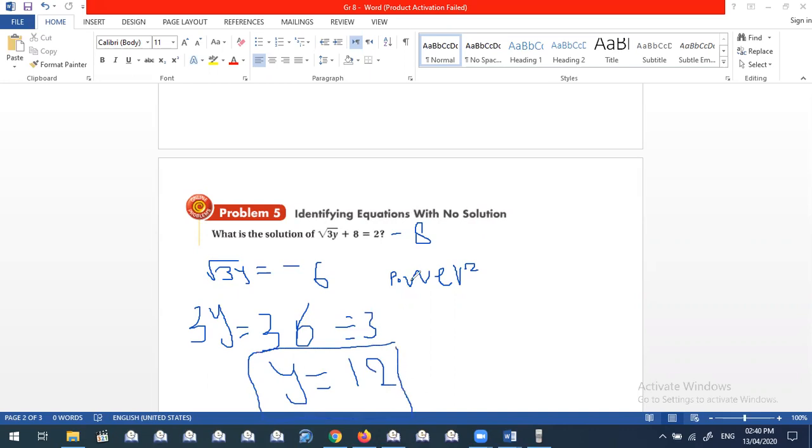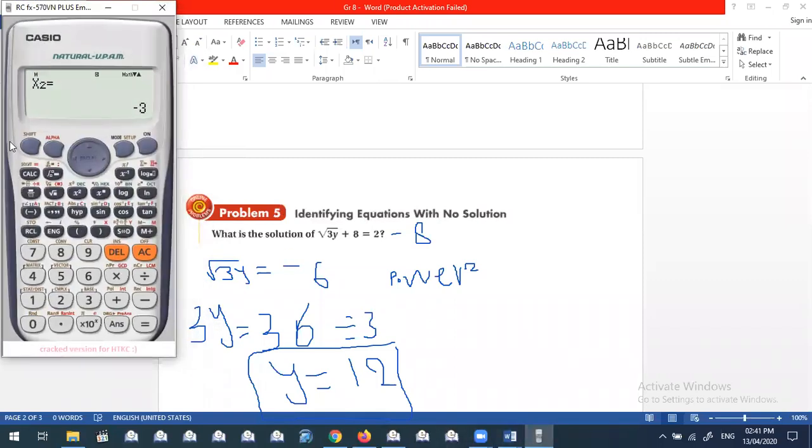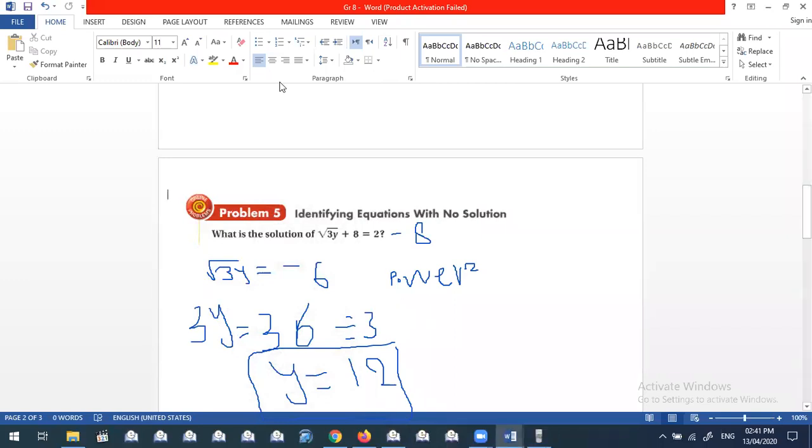Now let's check our answers. Put y equals 12 and find it by using a calculator. Square root of 3 times 12 plus 8 equals 14. Do you have 14 on the right? No. So there's no solution. No solution for this equation.